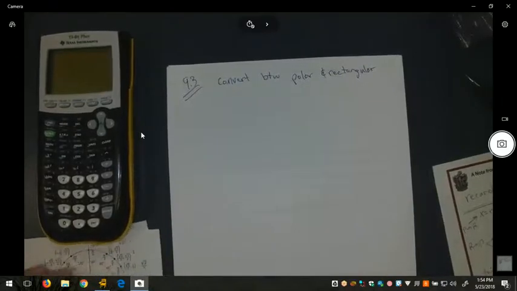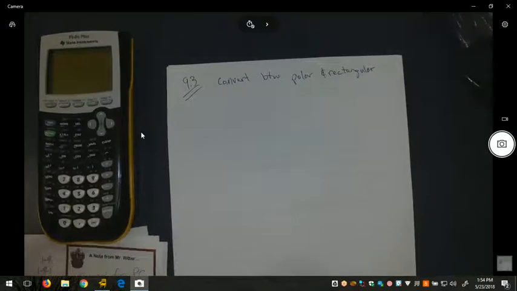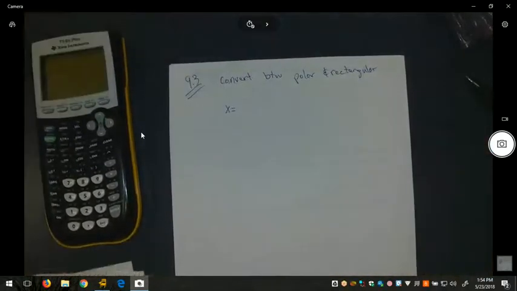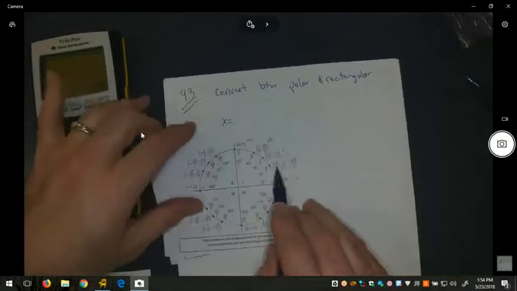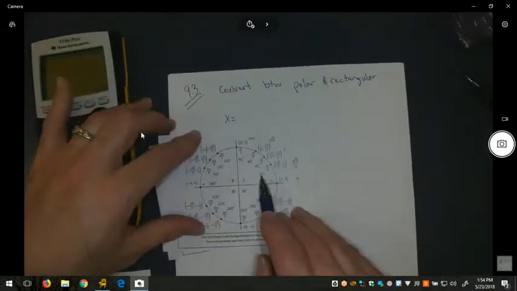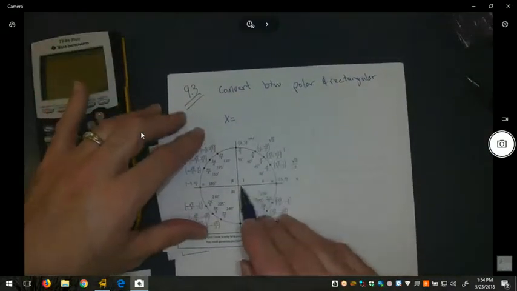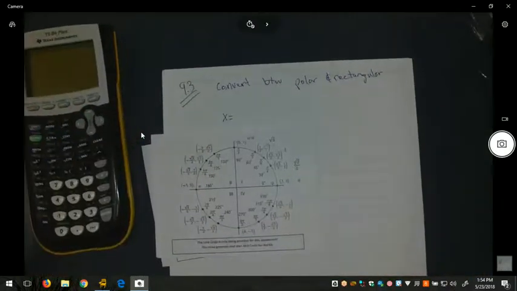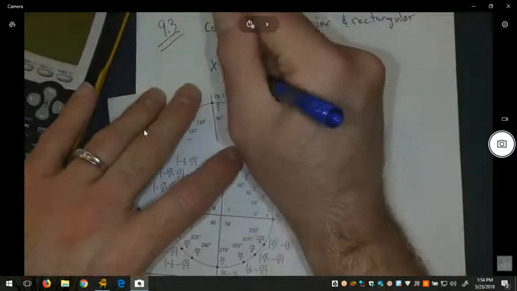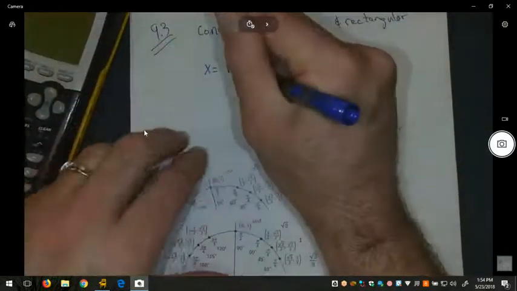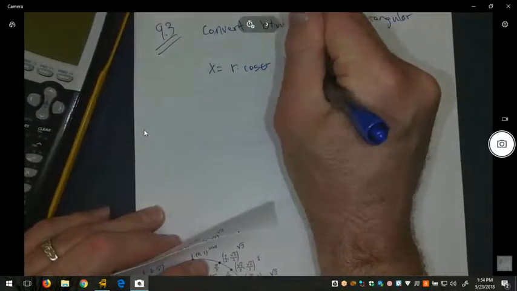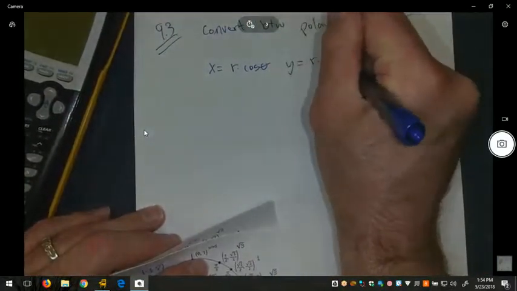So we have the following relationships that we wrote down in our exploration today. One is that on our unit circle, the x-coordinate can be obtained by the radius, which in our unit circle, the length of the radius was 1, times the cosine of the angle, or radius times cosine of theta. And the y-coordinate can be obtained by r times the sine of theta.